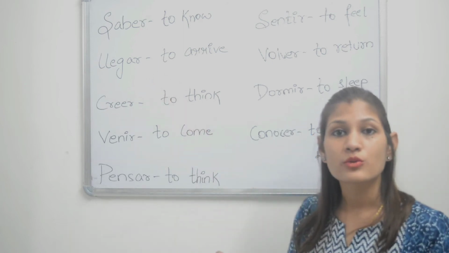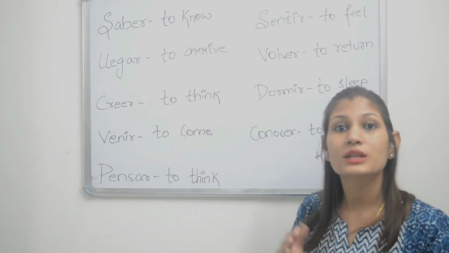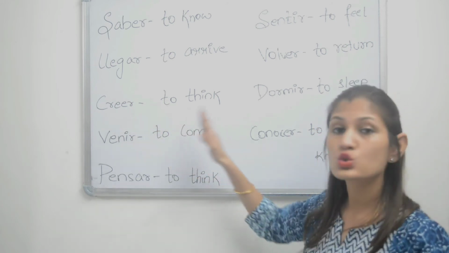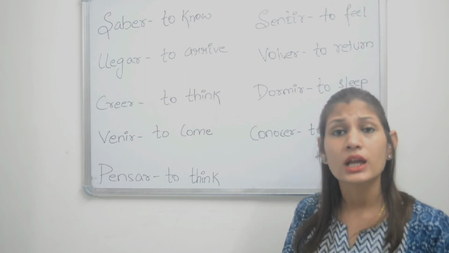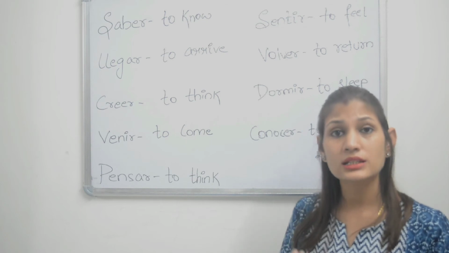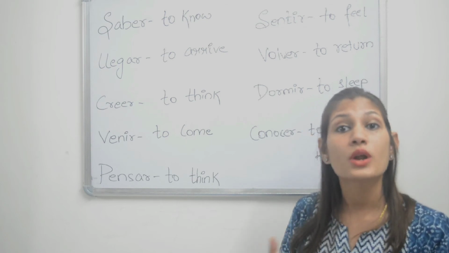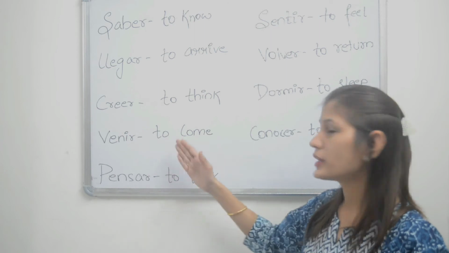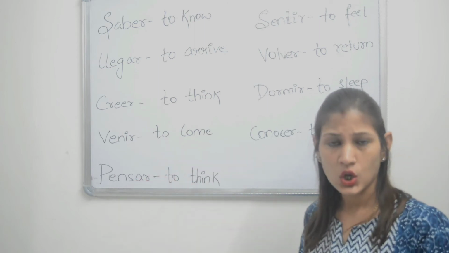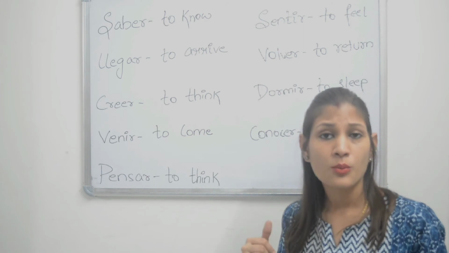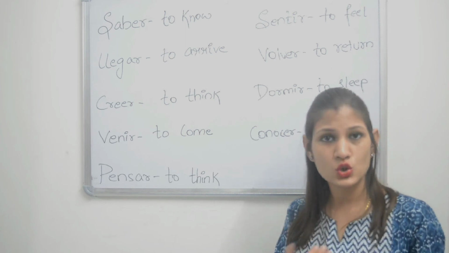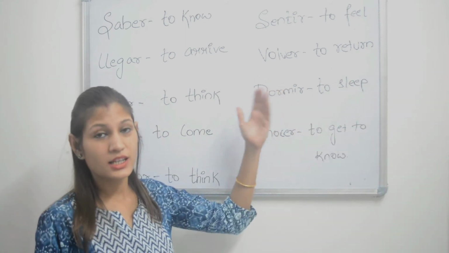Llegar is to arrive. Whenever you are arriving somewhere, you have to use llegar. Creer is to think. Yo creo que tú hablas español muy bien. I think that you speak Spanish very well. Venir is to come. Pensar is to think. Yo pienso por ti. I am thinking about you. Sentir is to feel.